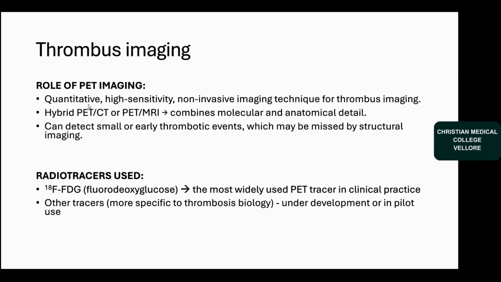So if we come to PET-CT, it is quantitative. That is, we can measure the SUV, high sensitivity and non-invasive imaging technique for thrombus imaging. So actually what we do is we take PET-CT or PET-MRI. The CT component or the MRI component will give the anatomical detail, whereas the PET component will give you the metabolic and the molecular details. So we can detect small and early thrombotic events which may be missed by structural imaging. So PET-CT basically gives more information than the conventional imaging.